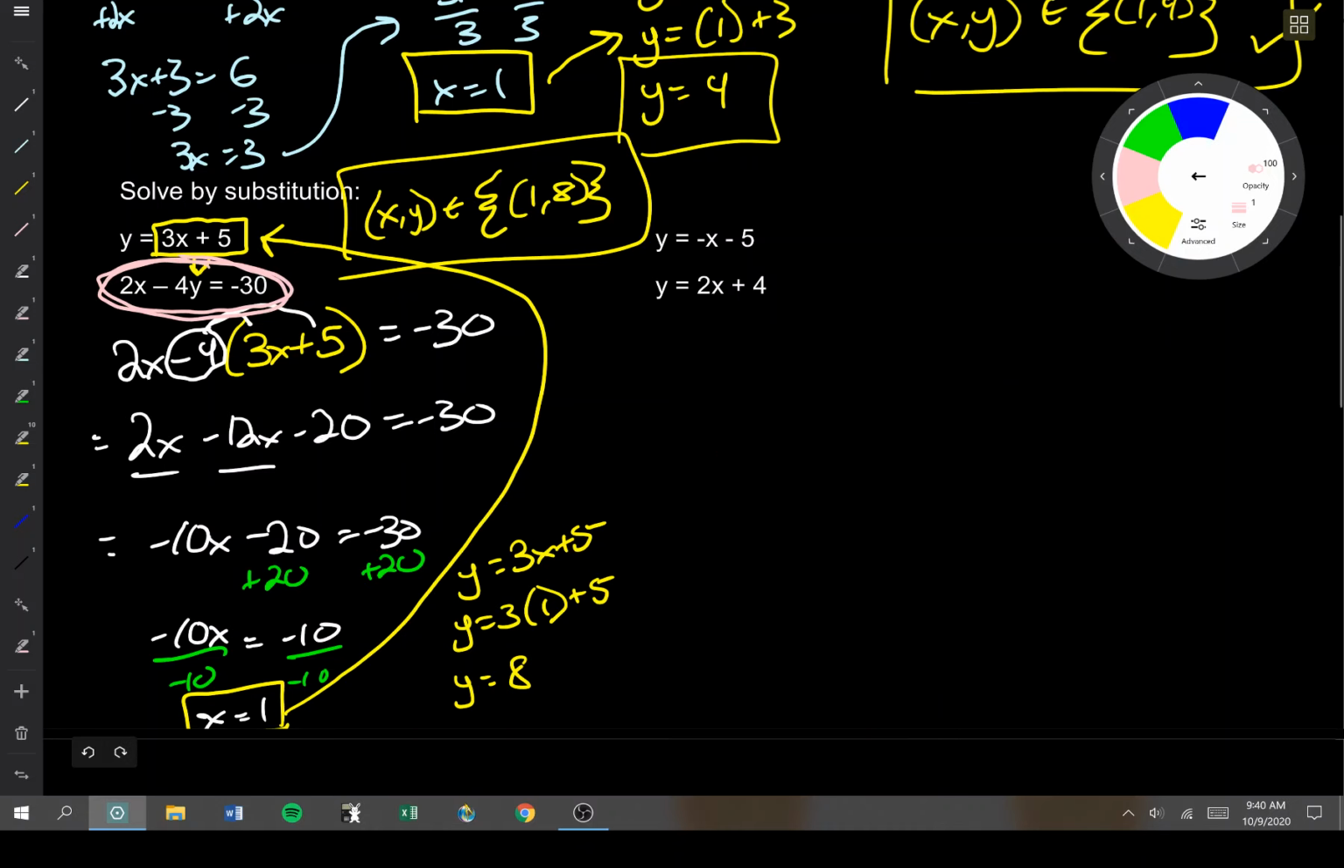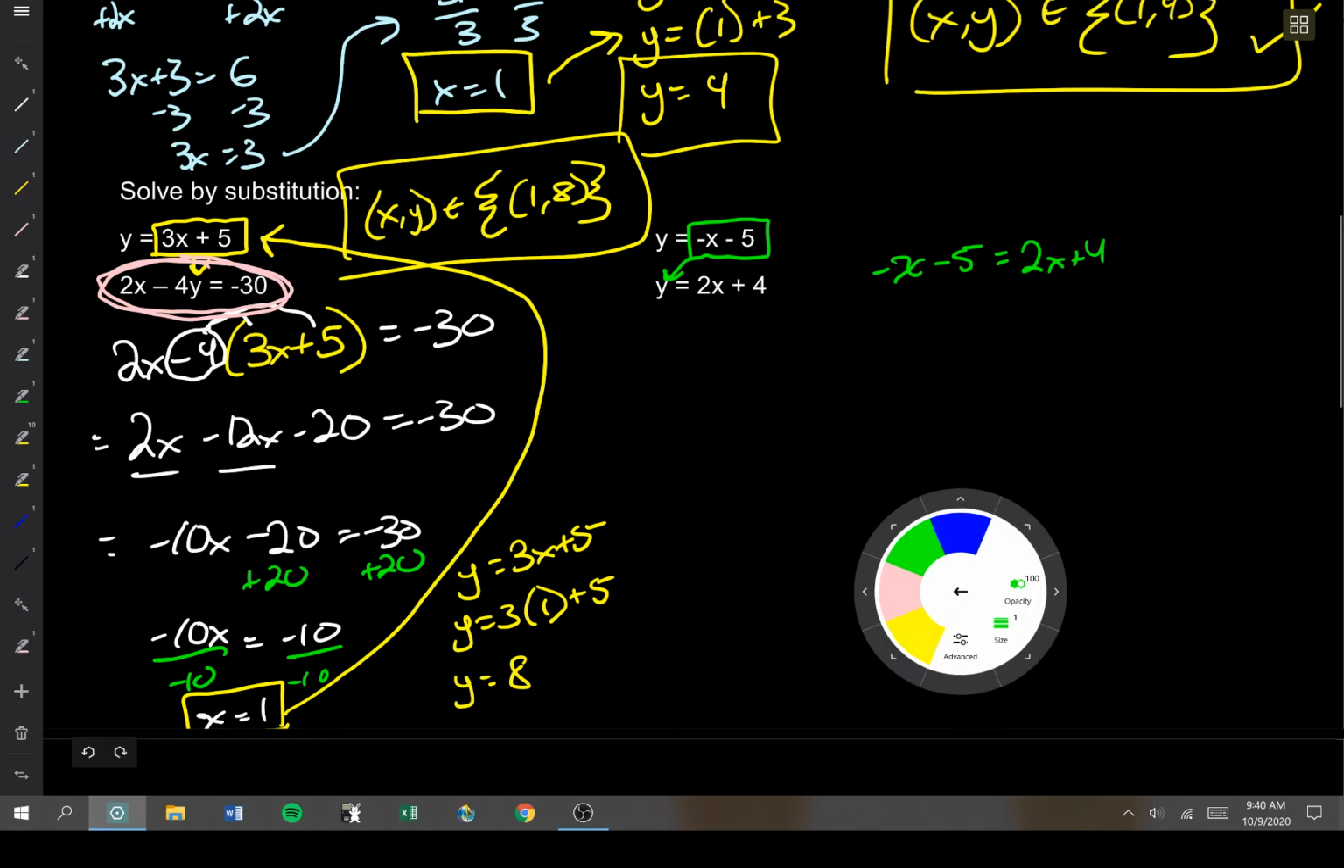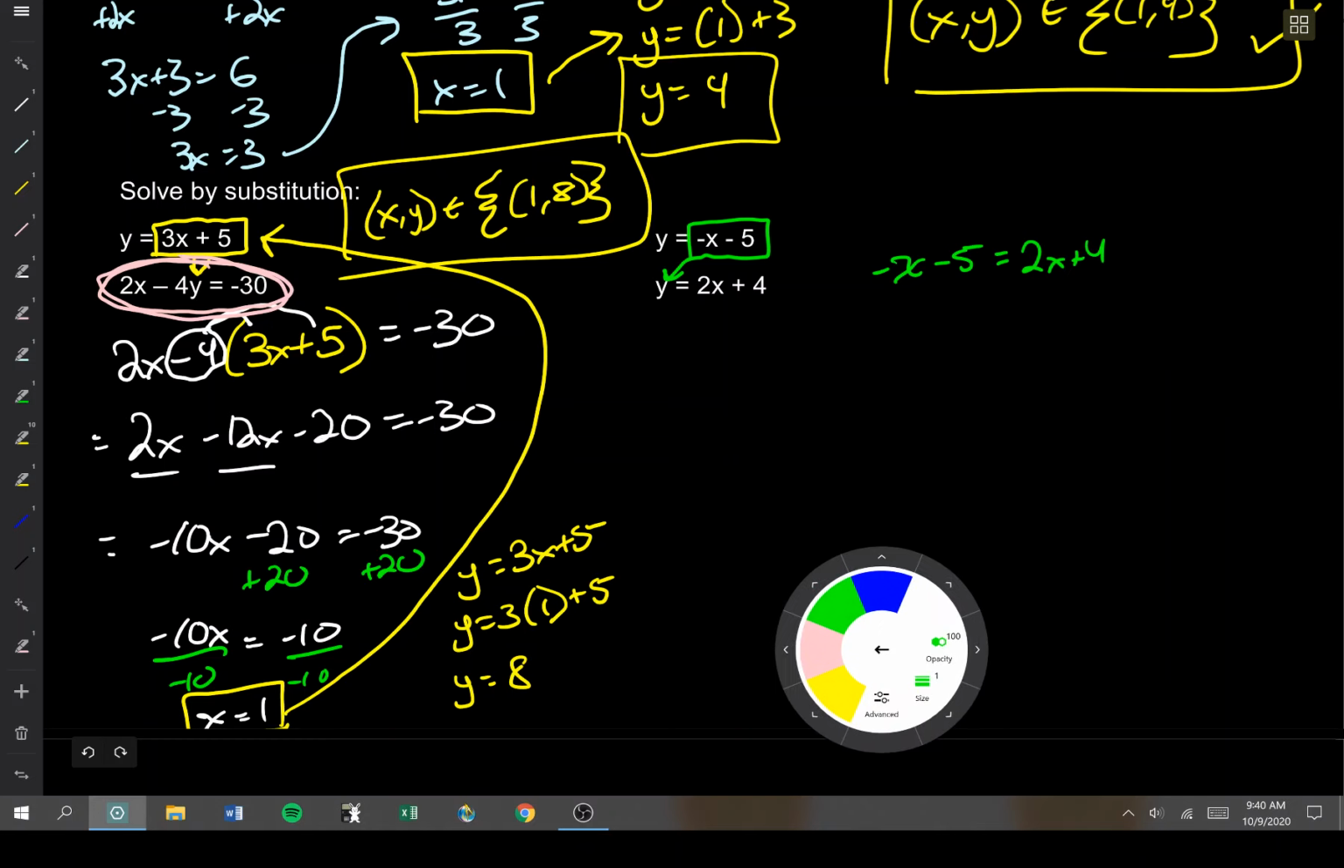I'm going to do this one a little bit faster. I have y equals and a y equals. I have two y equals equations. So I can just pick one and plug it into the other. So that becomes negative x minus 5 equals 2x plus 4. Now I've got variables on opposite sides, so I need to get them on the same side.